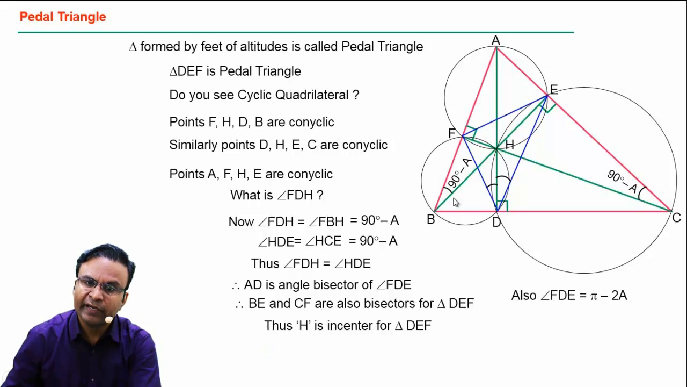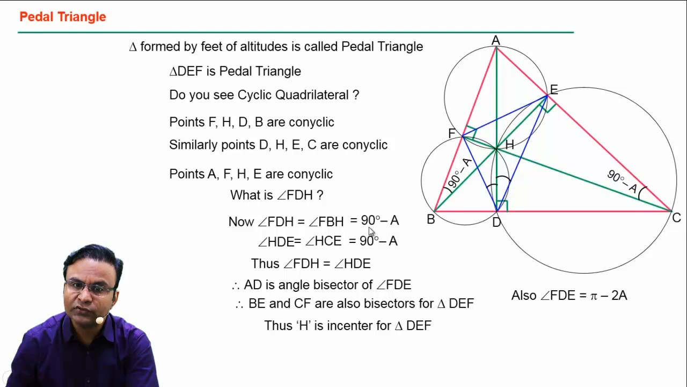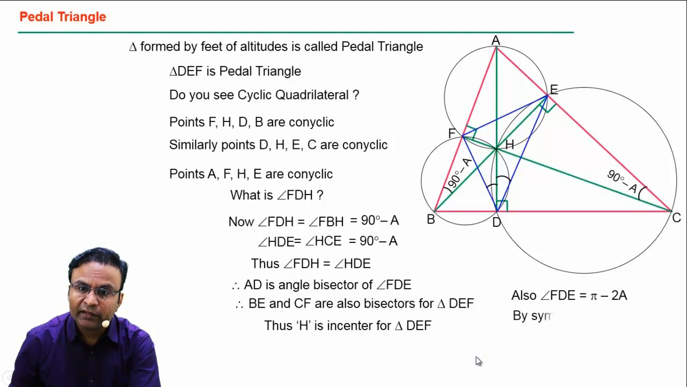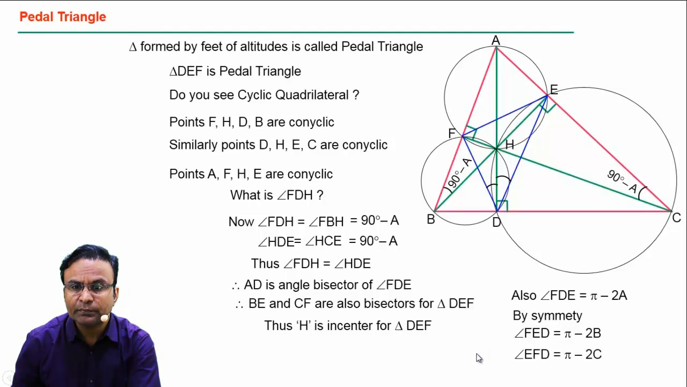Also, angle FDE is the sum of these two angles, 90 minus A and 90 minus A, that is pi minus 2A. Similarly, we have the other angles of the pedal triangle. Angle FED is pi minus 2B, and angle EFD is pi minus 2C.